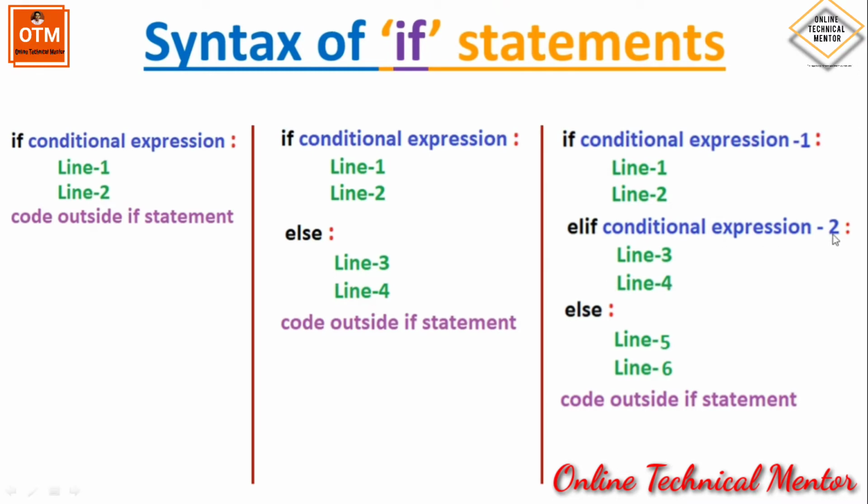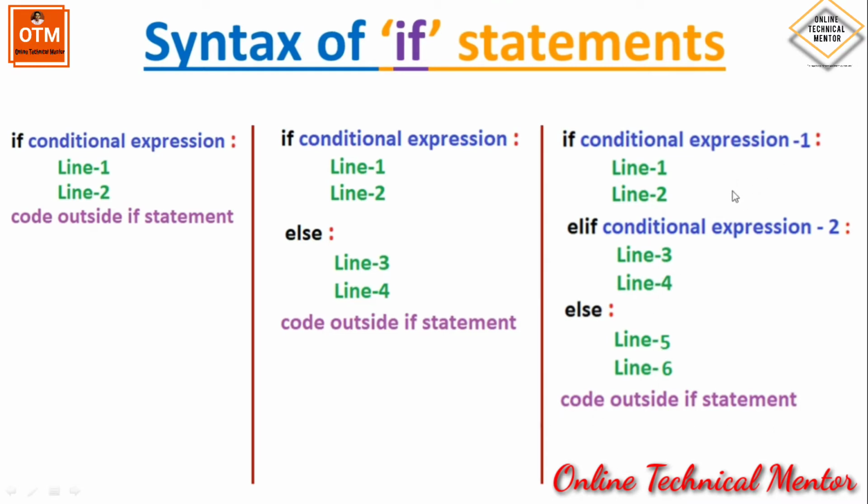And if it is not satisfied, then it will move to the else part. That means it will execute the lines under this else statement. Here it is line 5 and line 6. That means either it will execute line 1 and line 2, or line 3 and line 4, or line 5 and line 6. So it will execute any one part of this if else structure. Else is optional. It is not necessary to write else for an if statement. You can write any number of elif statements, and it depends on the problem given to you. So it will execute any one part and then move to the code outside the if statement.